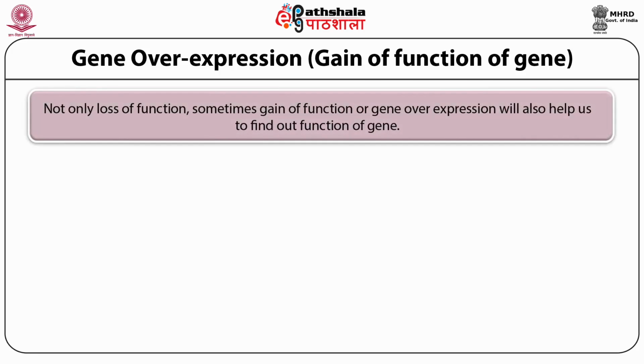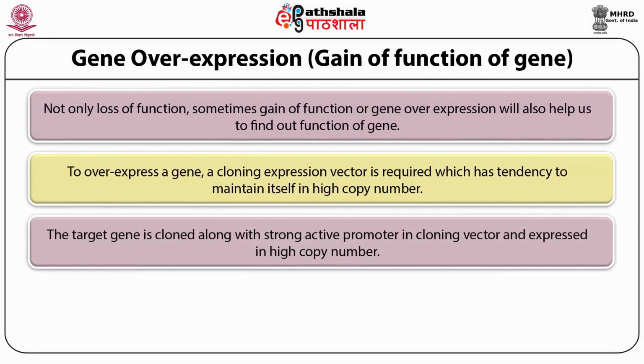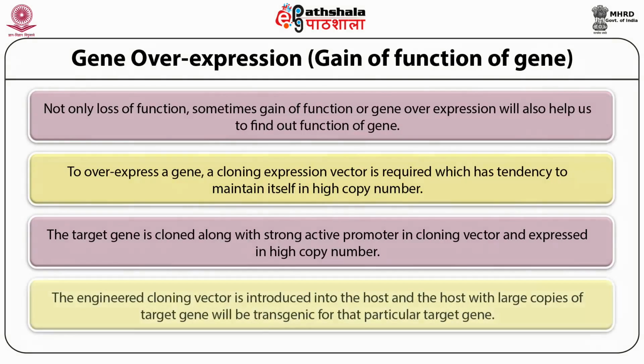Gene overexpression. Not only loss of function, but sometimes gain of function or gene overexpression will also help us to find out the function of a gene. To overexpress a gene, a cloning expression vector is required, which has a tendency to maintain itself in high copy number. The target gene is cloned along with a strong active promoter in the cloning vector and expressed in high copy number. The engineered cloning vector is introduced into the host, and the host with large copies of the target gene will be transgenic for the particular target gene.